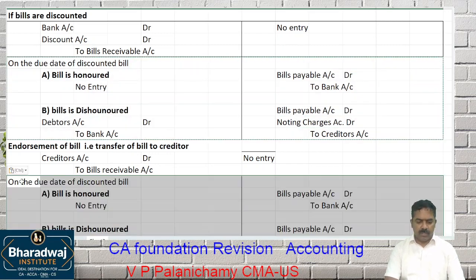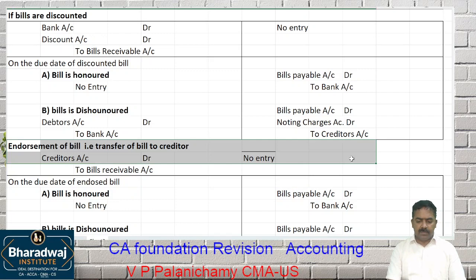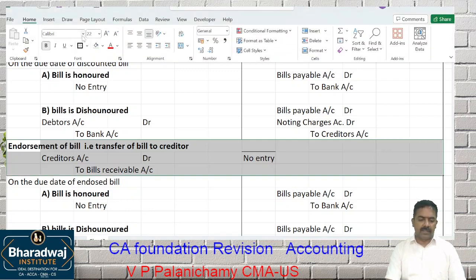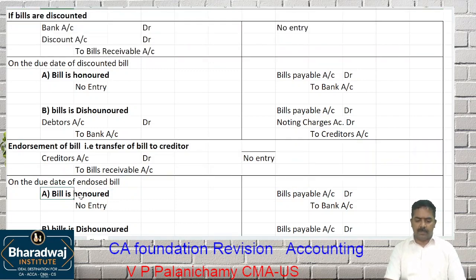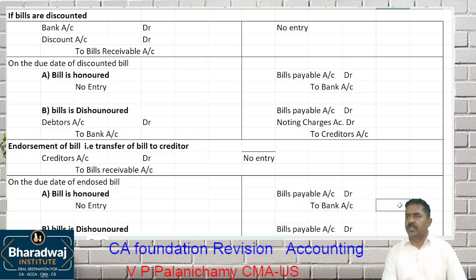For this also, on the due date there are two possibilities. On the due date, the endorsed bill can be either honored or dishonored. Wait. If the endorsed bill is honored, who will receive the payment? Creditor will receive the payment. No entry in our book. The other party is just paying the money. Bills payable account, debtor to which account?